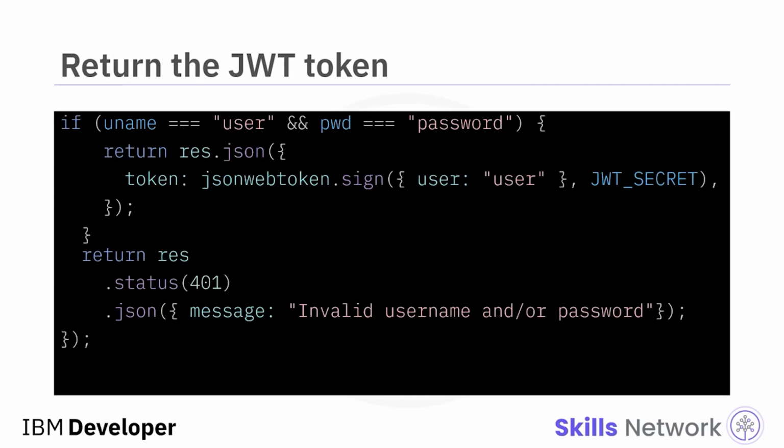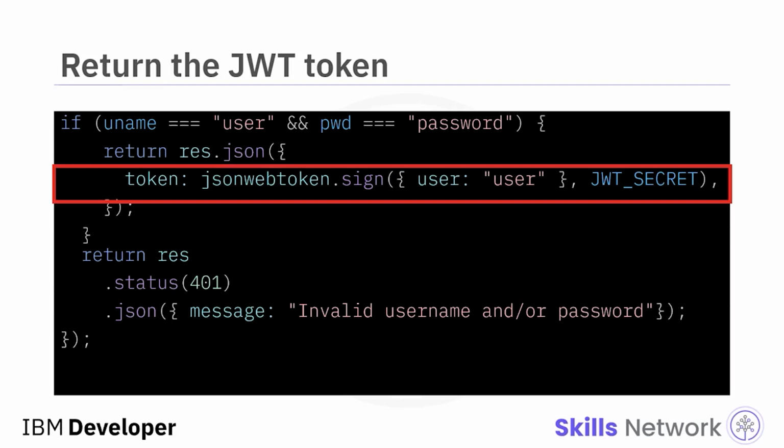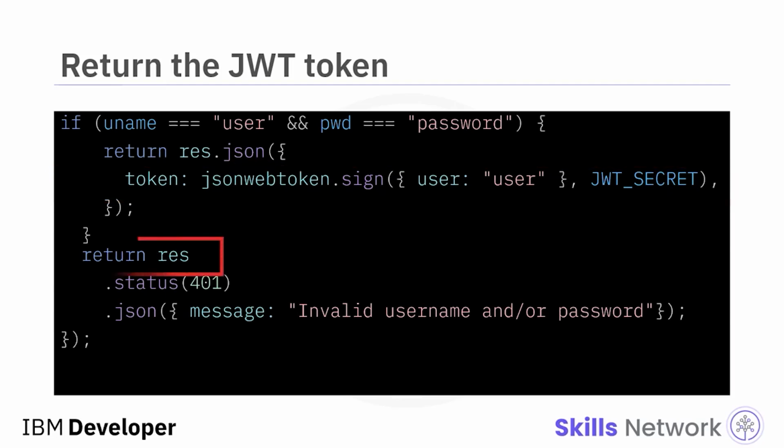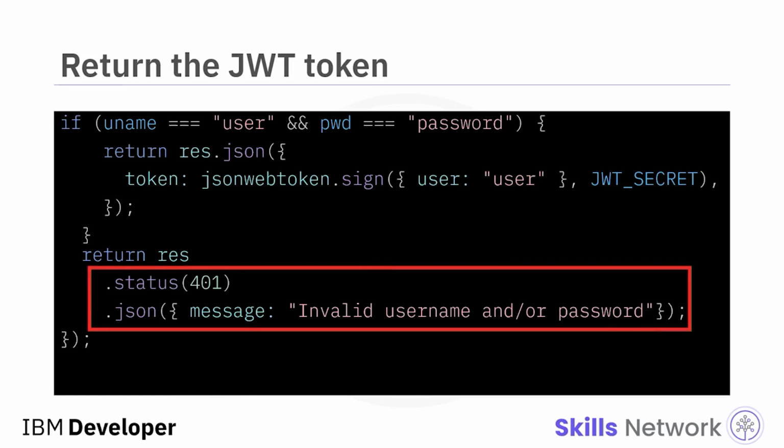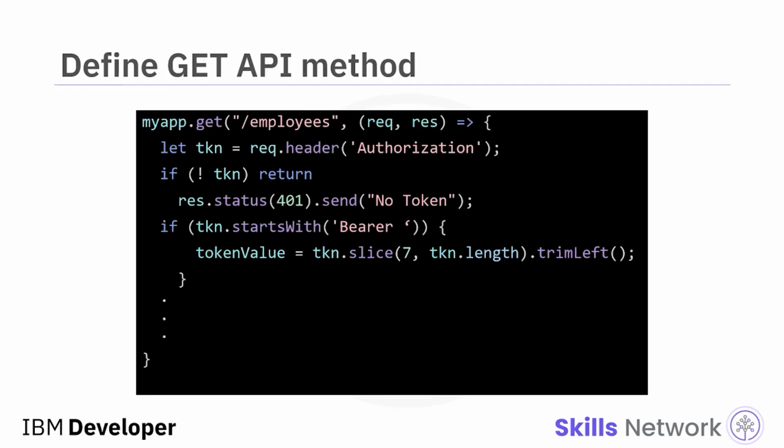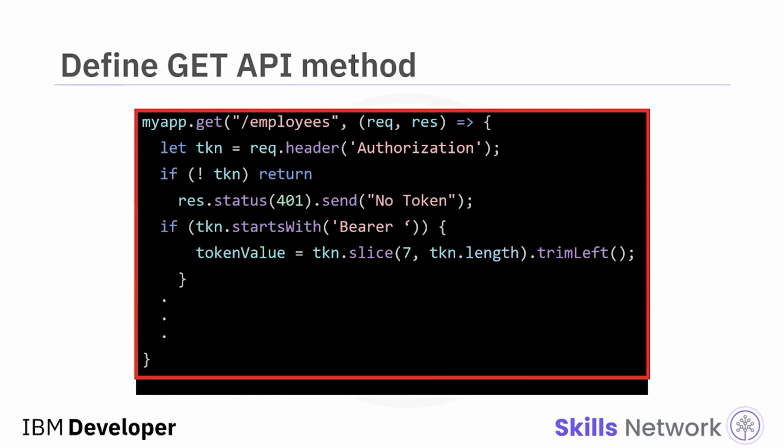The username and password from the request body is then compared with the values fetched from the database. And once the username and password match, the JWT is generated using the jsonwebtoken.sign function by including the username and the JWT secret as parameters and is returned as a JSON response from the sign-in API. Now, if the username and password match fails, then an HTTP status code of 401 is returned with the message, invalid username and/or password. Next, we define the getAPI method with the employee's endpoint.